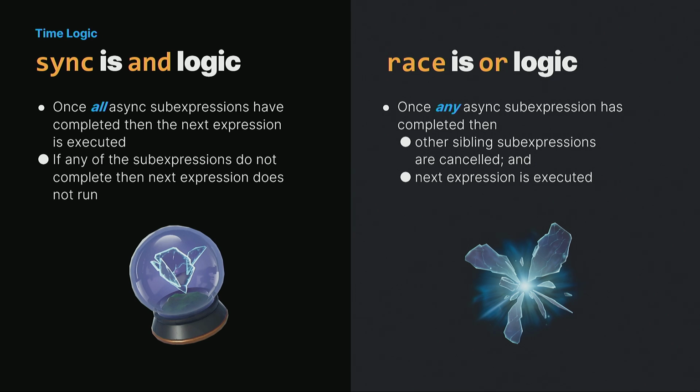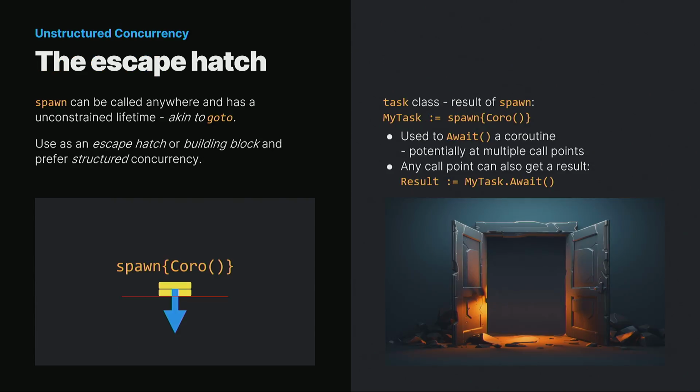So with race, it's like an OR. It's saying, I'm doing a whole bunch of different things at once, but whichever one of them completes first wins. It's sort of the exclusive OR, and it goes down to the next expression. So that's an important thing to think of. It's really easy to add in things that are going simultaneously, and you just have to think of it almost like logic.